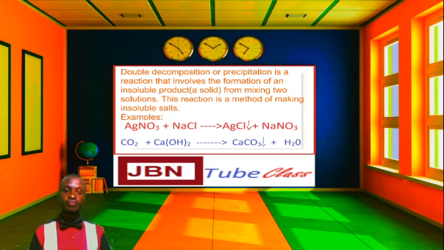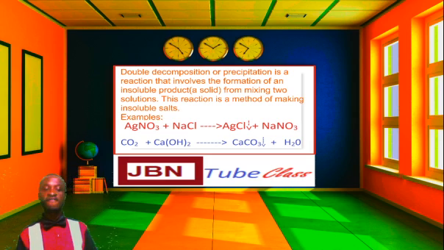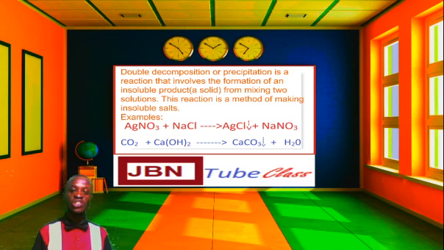Okay, now there is something that is peculiar about this reaction. The two reactants are soluble. That is, silver nitrate is soluble, sodium chloride is also soluble. Now, when you combine these two soluble salts, there is going to be a sudden appearance of a solid at the process of the reaction, and that process is known as precipitation. That is why we refer to this particular reaction as a precipitation reaction.